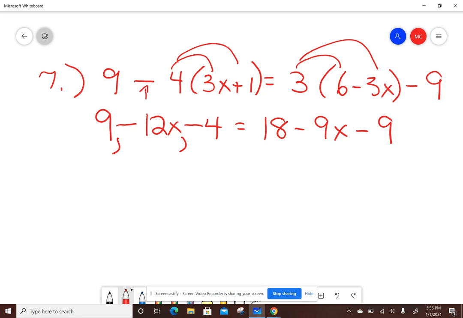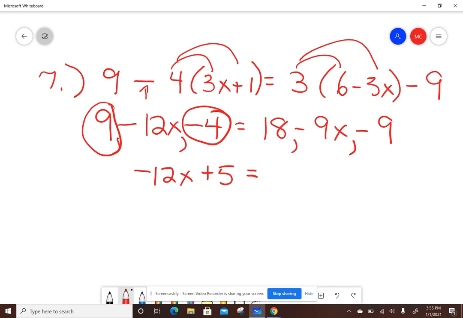Now, before I do anything else, I combine my like terms. I have a positive 9 and a negative 4, which gives me a positive 5. And here I have a positive 18 and a negative 9, which gives me a positive 9. So be careful with your signs.